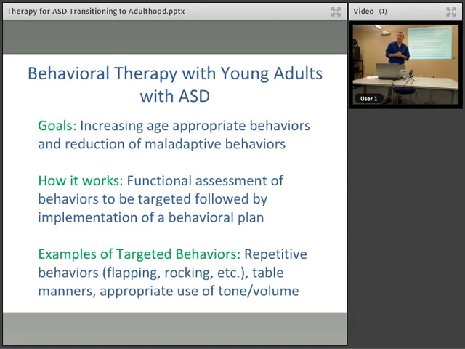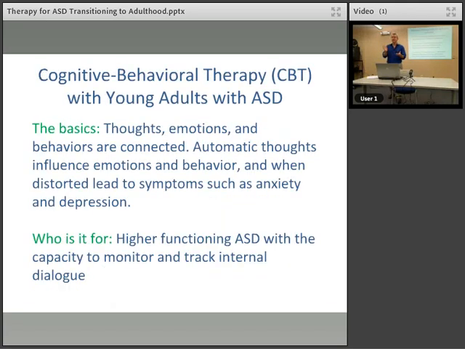Examples of targeted behaviors can be things like repetitive behaviors like laughing, rocking, things like that, table manners, or appropriate use of tone and volume, and obviously we could list a lot more than that.